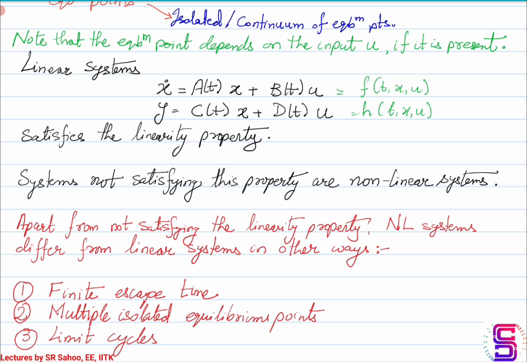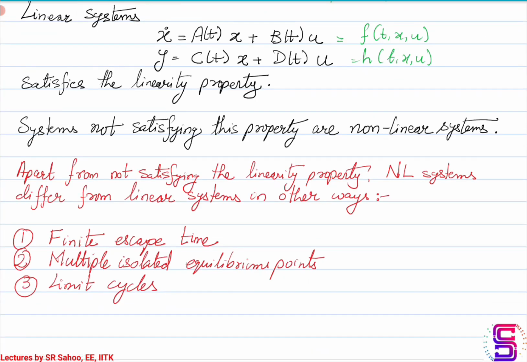Now, this is one property that distinguishes nonlinear systems from linear systems, that they do not satisfy the linearity property. But apart from that, there are other peculiar properties that can possibly be found in certain nonlinear systems, but definitely cannot be associated with a linear system. So we'll discuss three of them briefly in the subsequent lecture, because they are of interest to us.